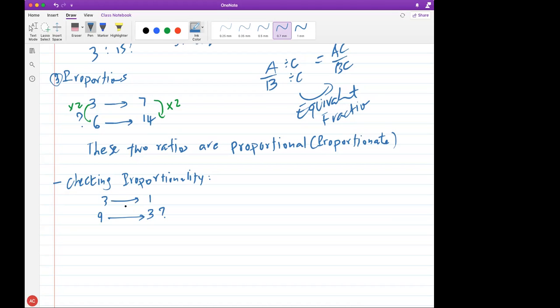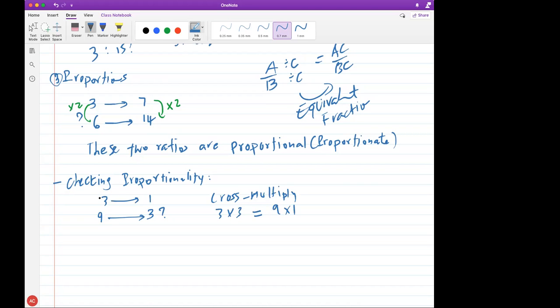And this is where, so what we do to check proportionality, we cross multiply. So we start with this, 3 times 3. It must be equal to the other multiplication, which is this one, 9. 3 times 3, 9. And 9 times 1.